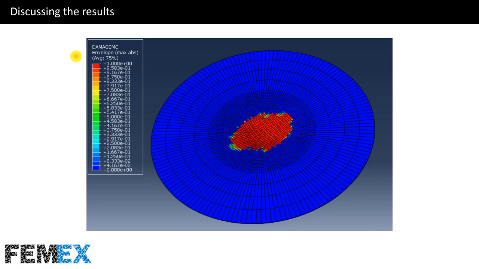Now I want to talk about the results which will be obtained from the simulation. This is the contour of matrix compressive damage for one of the composite layers of the FML. And here at the center of the composite layer, we have damage, and here the damage parameter value is equal to 1. That means the damage is completed.